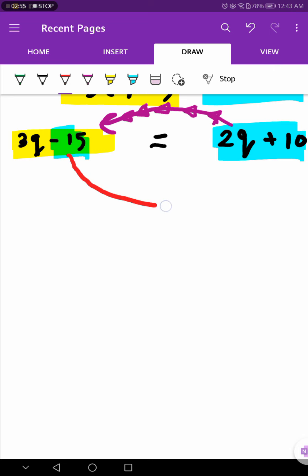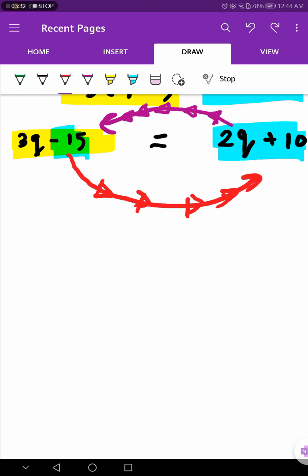At the same time, I have to move the negative 15 to the side that has a number. But teacher, the 15 is more than 10. Okay, doesn't matter. You have to collect the numbers beside each other. So you move the 2q in the left side, and whatever numbers you have in the left side, move them to the other side. As I did here, the negative 15 moved to the right side. If I move the negative 15, I have to change the sign, so I write plus 15?